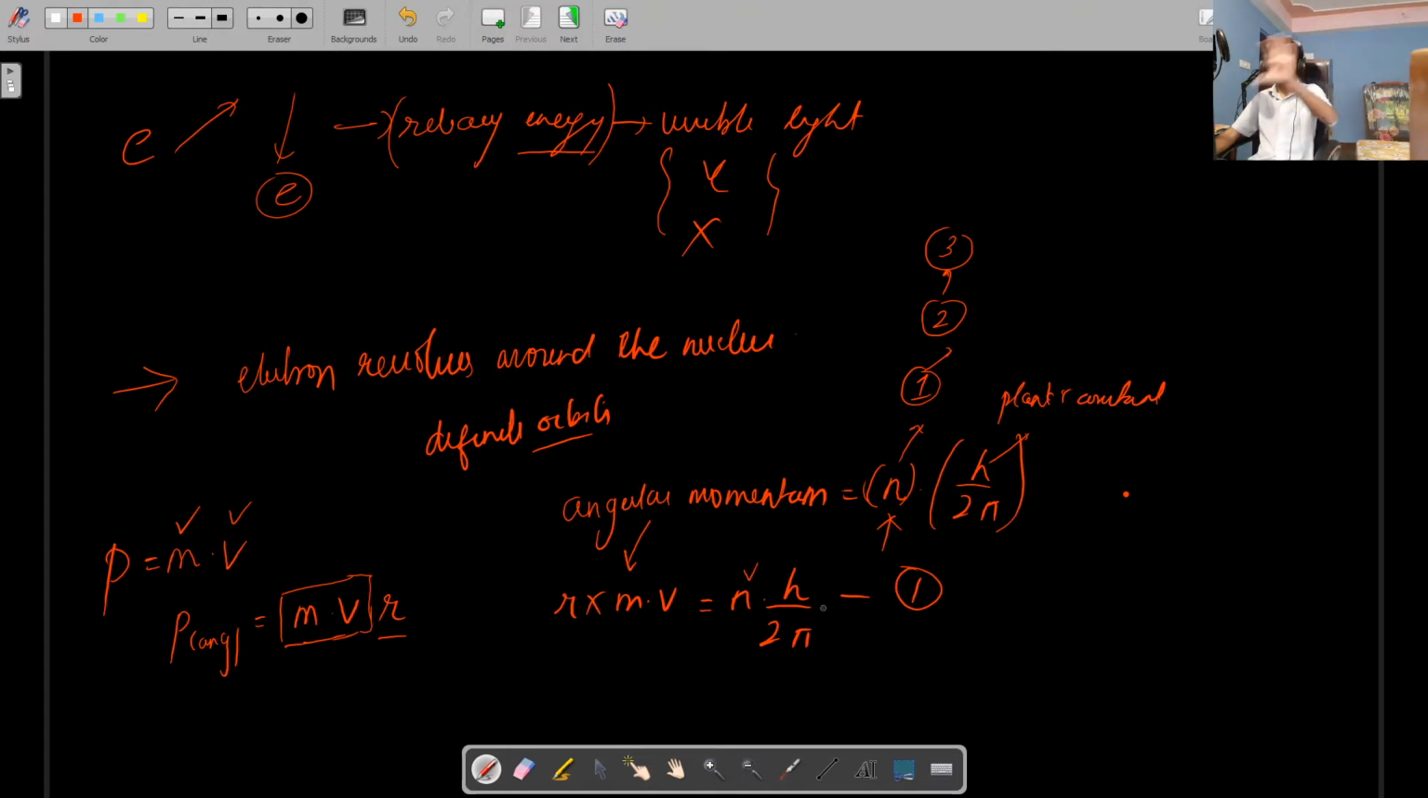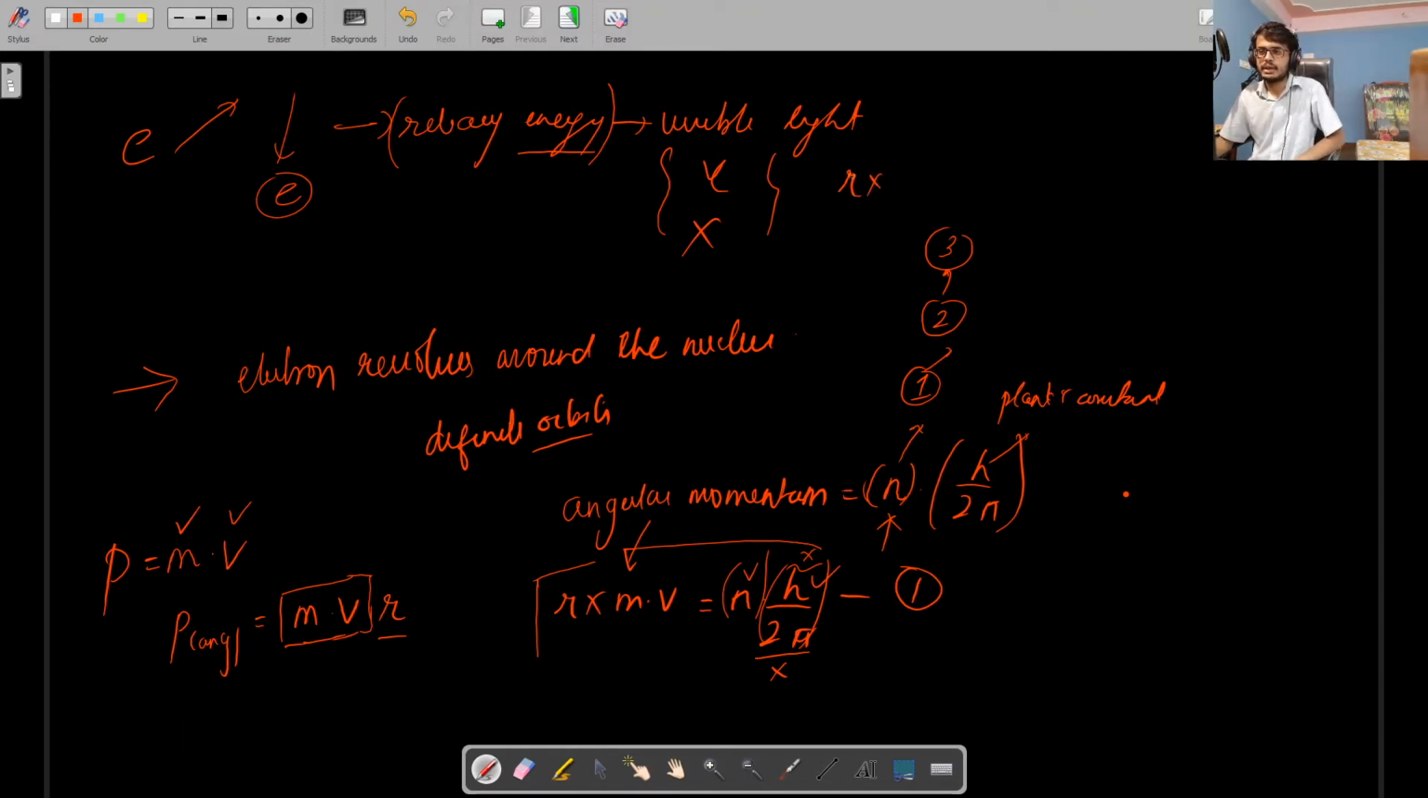The nth multiple of h by 2 pi means n is the orbit number in which the electron is revolving. So the angular momentum of an electron will depend on the orbit in which it is, right? Because h by 2 pi is always a constant. 2 pi is a constant number, and h is a constant number, it's Planck's constant. So the only thing that the angular momentum will depend on is the value n. It will not depend on any other thing. So let's remember this point for now.